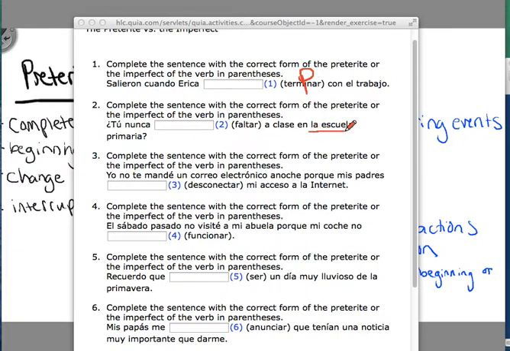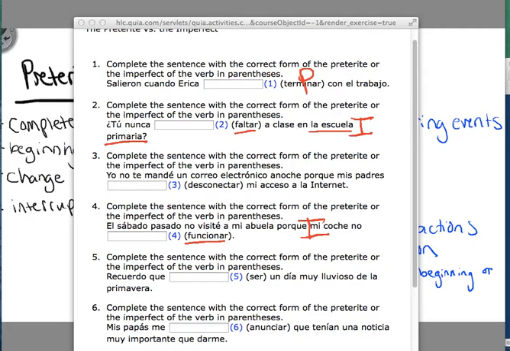Preterite. Complete, all right. Tú nunca blank la clase en la escuela primaria. Okay, we're talking about escuela primaria, primary school. We're talking about a long time ago in the past. Habitually, you never missed class. Imperfect. El sábado pasado no visité a mi abuela porque mi coche no blank. My car didn't work. That's why I didn't go. Okay, this one we're talking about the state of the car. It wasn't working. Imperfect.